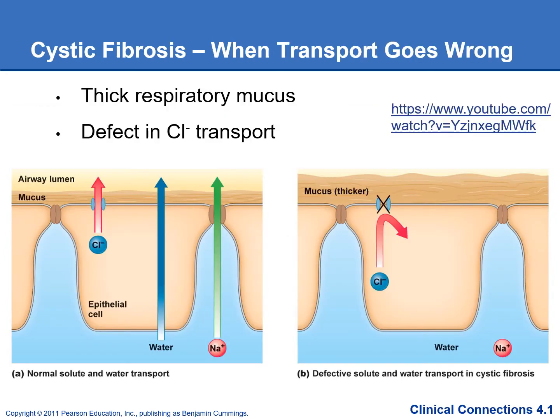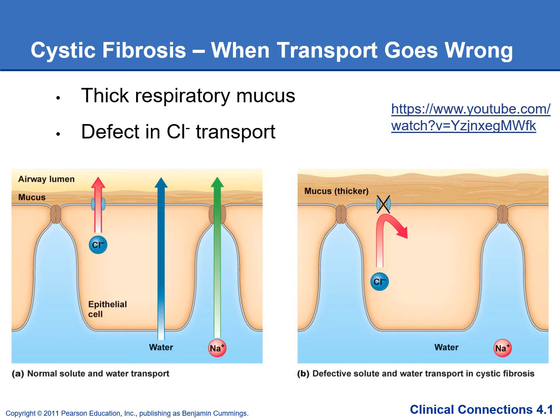An example of a disease caused by membrane transport not working correctly is cystic fibrosis. This is an inherited recessive genetic disorder. What happens is they're not able to move the chloride ions into the mucus in the airways like they should. If we're moving our chloride ions out into the mucus, these sodium ions follow whatever the chloride ions are doing. And water, remember, follows the solutes.